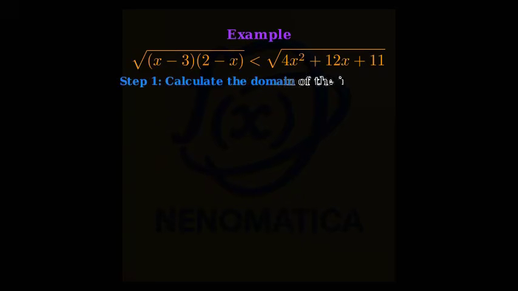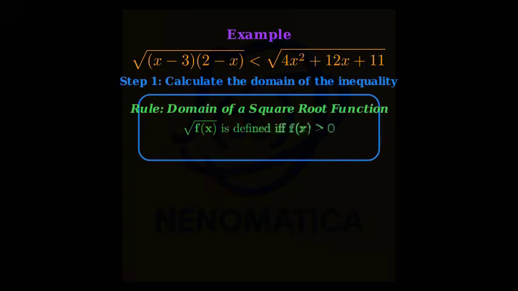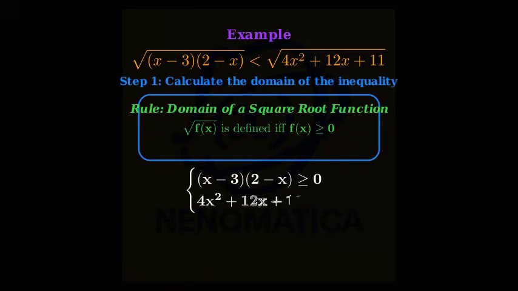Step 1. Calculate the domain of the inequality. We use the rule. A square root is defined only when its radicand is greater than or equal to 0. So both radicands must be non-negative. The first product gives the interval 2 to 3, closed.